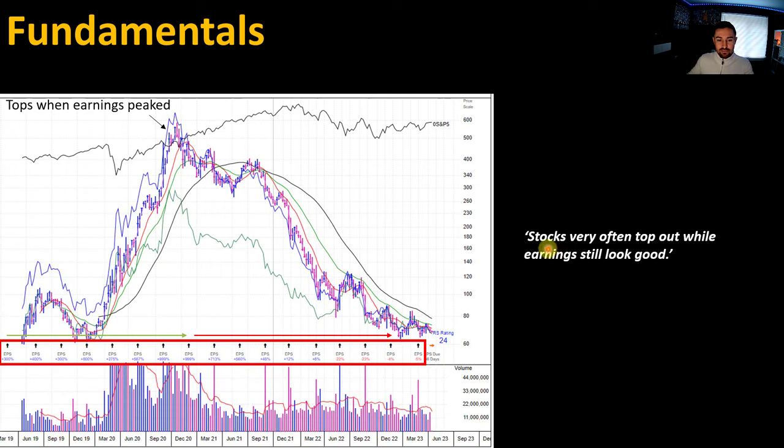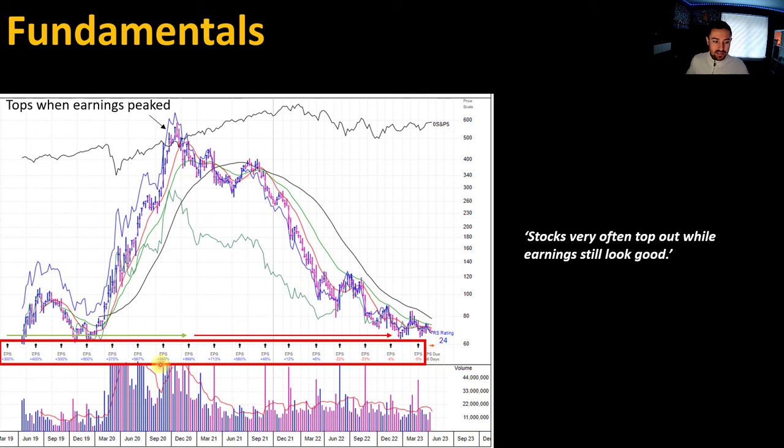And this here is a quote from Minervini. Stocks very often top out while earnings still look good. Now I've got three stocks to show you. I think I've got Zoom, I've got Peloton, and I've got APPS as well. So this one here is actually Zoom. We can see from the classic stage price cycle, the various stages, we can see stage one down here, stage two, stage three, and then stage four. What do you notice about the earnings coming through?